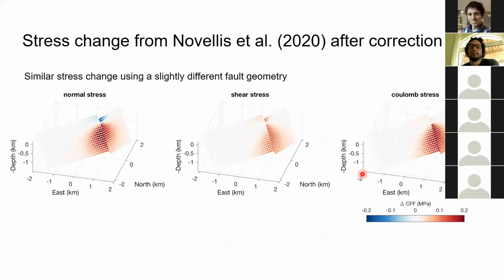Our estimate is actually quite comparable to the Italian group. They have estimated, after the correction, a change of Coulomb stress of about 0.2 megapascal, although using a slightly different fault geometry. The anecdote of this is that when this paper first came out, they had a stress change above 1 megapascal. And so I think almost the entire French scientific community was shocked by the estimate.